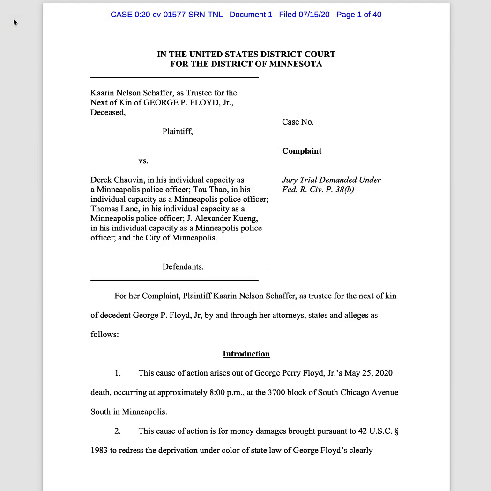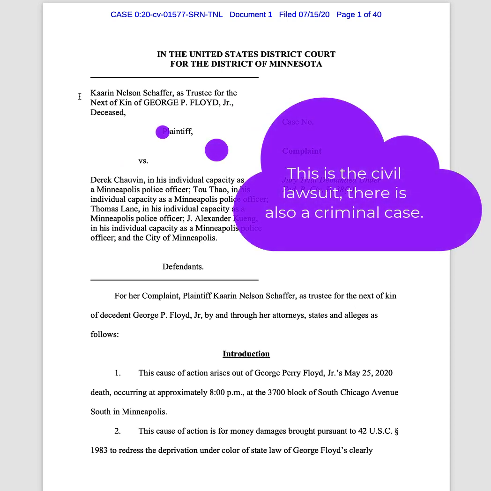Now, because of the seriousness of this case, I'm not going to answer it with the typical animations that I would use. Instead, I'm going to focus on the civil lawsuit brought by the family of George Floyd following his death, and this is their civil claim against the defendants who are responsible for his death and who are alleged to have violated Mr. Floyd's constitutional rights.